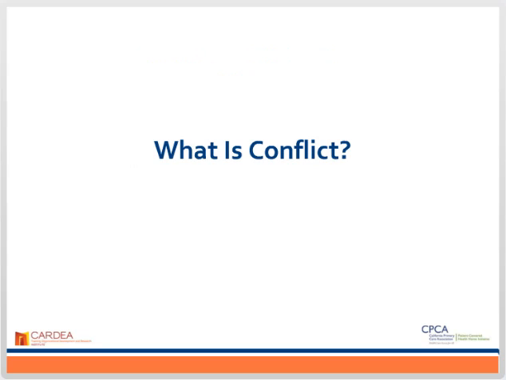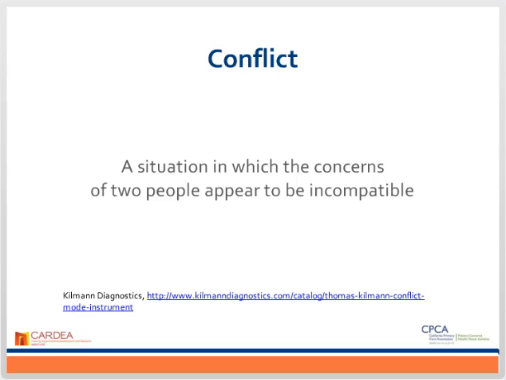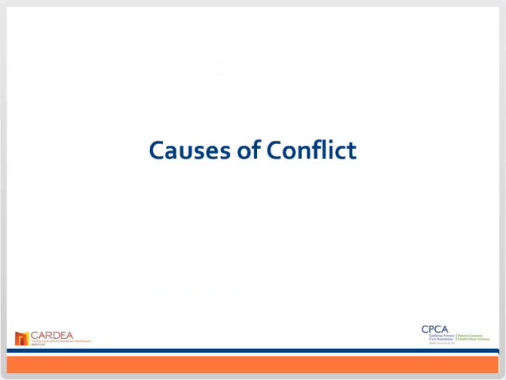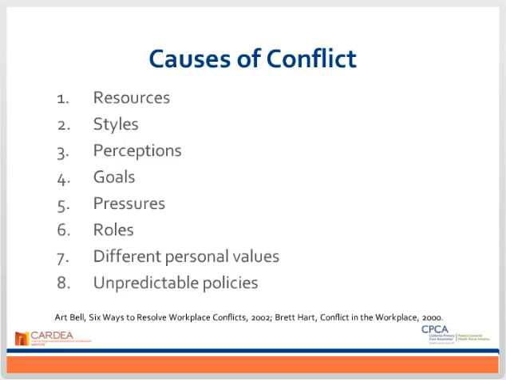Let's start by defining conflict. As defined by Dr. Ralph Kilman, conflict is a situation in which the concerns of 2 people appear to be incompatible. In 2000 and 2002, Drs. Brett Hart and Art Bell collectively described 8 causes of conflict. The 8 causes are conflicting resources, styles, perceptions, goals, pressures, and roles, as well as different personal values and unpredictable policies. Let's talk about each of these causes of conflict in greater detail.